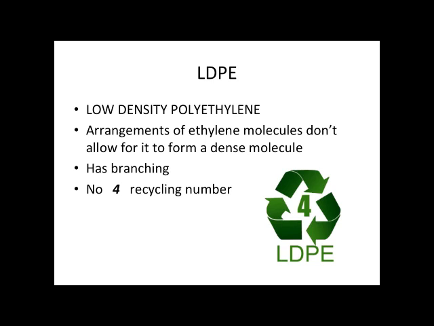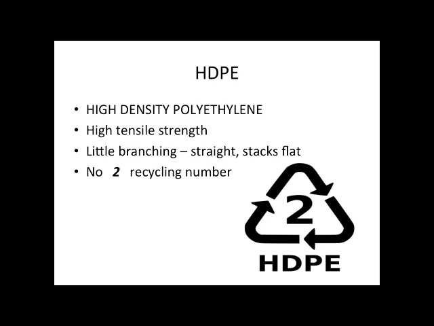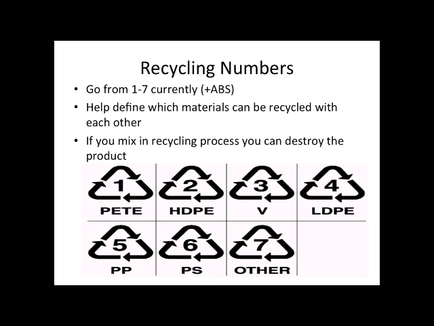LDP, low density. So again, it's low density. It's not very heavy. So it's a lighter plastic. It generally has branching in the arrangement of the molecules. HDP usually has little branching. It's straight chains, linear chains that will stack nice and flat. And they generally have high tensile strength. That means you can pull them quite a bit before they break. It takes a lot of strain, a lot of force to break them.